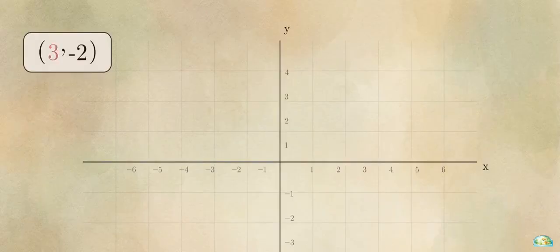The first number dictates the horizontal move along the x-axis. Since it's +3, we travel 3 units to the right of 0. The second number is our vertical move. From our current spot, the -2 tells us to move straight down 2 units. We mark the point here in the section of the map called Quadrant 4.